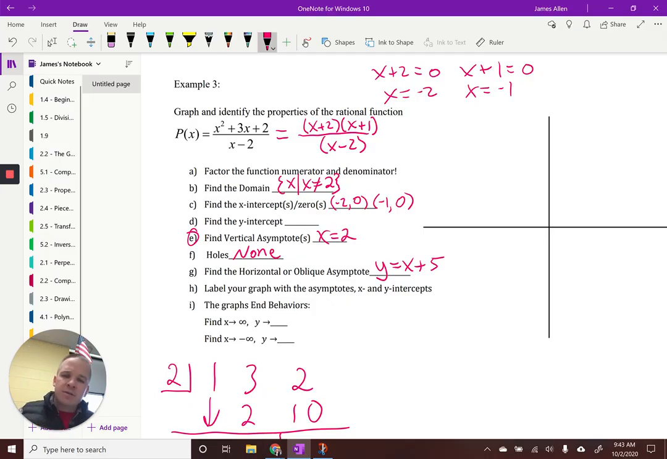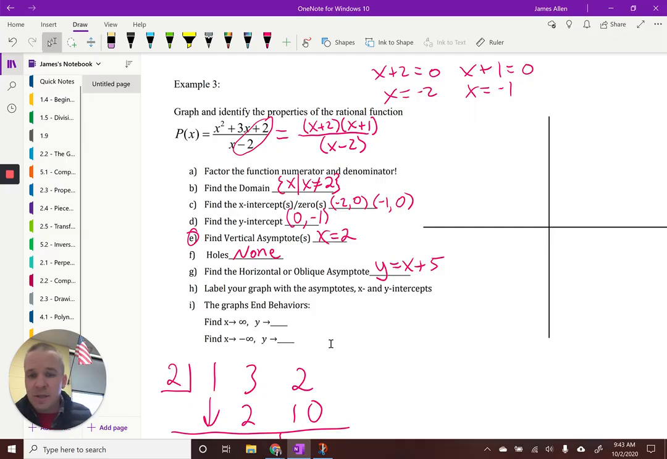Nice. Now for my y-intercept, that's when my x's equal 0, right? If I'm along my y-axis, all my x values are 0. Everything's 0 comma something along here. So if I plug 0 in for x, I know everything's going to go away except for these two terms. So it's 2 divided by negative 2, which is negative 1. So we get 0 comma negative 1. All right. Now for the rest of this here, I'm going to wait until we graph it to talk about our end behaviors and things.